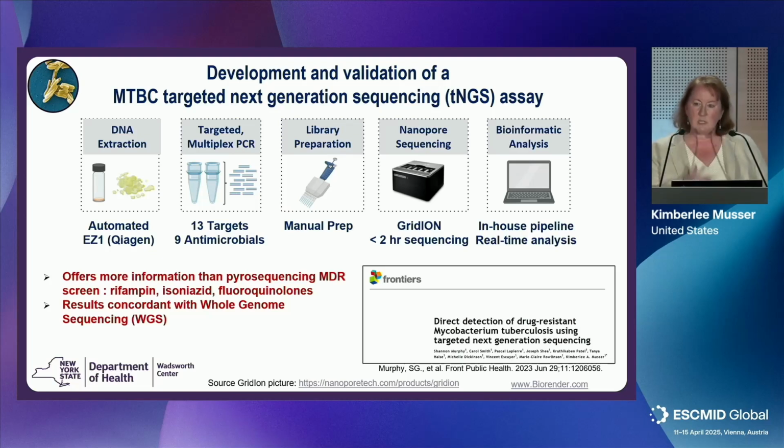We're looking at 13 targets and 9 antimicrobials. We're doing manual library prep. We're using the GridION and doing sequencing for less than 2 hours. We're washing our flow cells up to 3 times, depending on the pore health, and we're using an in-house pipeline for that analysis. This testing on the specimens is offering more information than our previous pyrosequencing assay did, and we're finding the results to be very concordant with our whole genome sequencing test, which is also occurring on every case in New York.